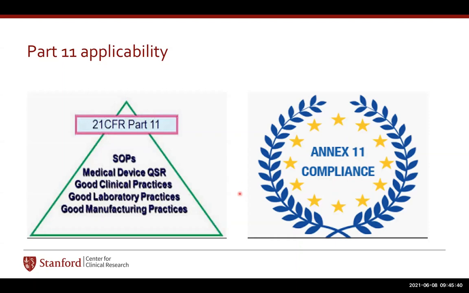However, I'll give one example of Annex 11, which is very, very similar to Part 11. This is the European GMP Chapter 4 in Annex 11. If you read Annex 11, it reads much, much better than 21 CFR Part 11, and you will be able to understand it better. This is the reason I brought it up here.